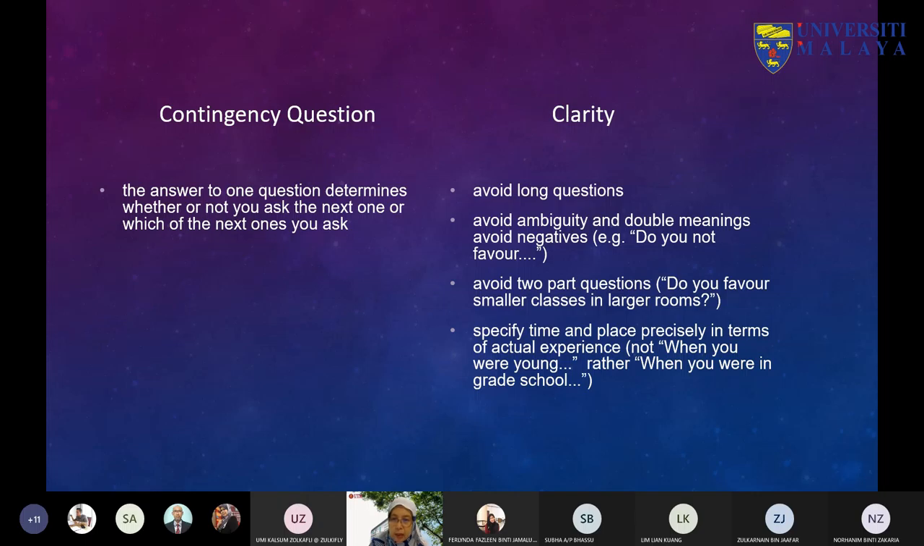Avoid long question, avoid 2 questions in 1 question. What do you think about costing and performance?